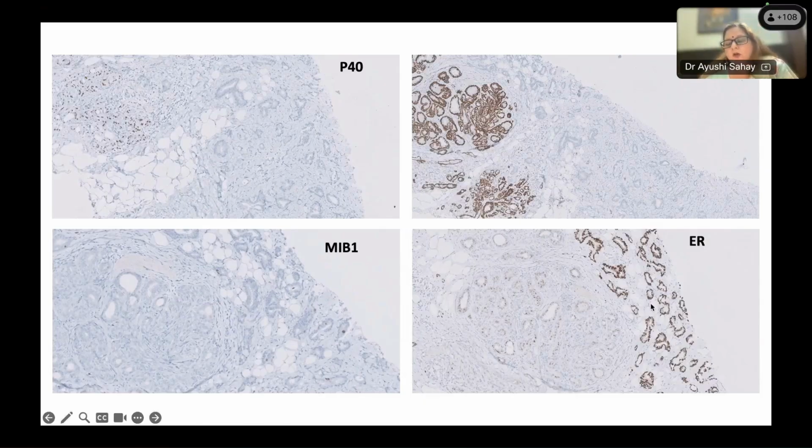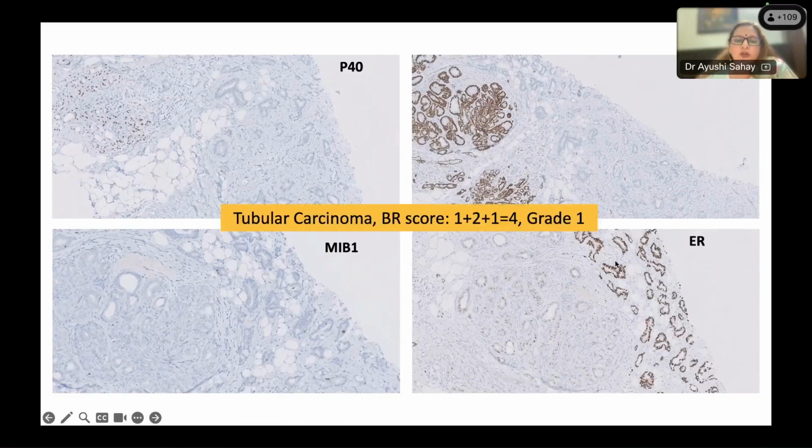And then what helps us very much is, again, you can see that there is heterogeneous ER expression in the normal TDLU, but in these infiltrative tubules, there is a diffuse strong ER expression. So this is a tubular carcinoma, with a BR score of 4 and grade 1.